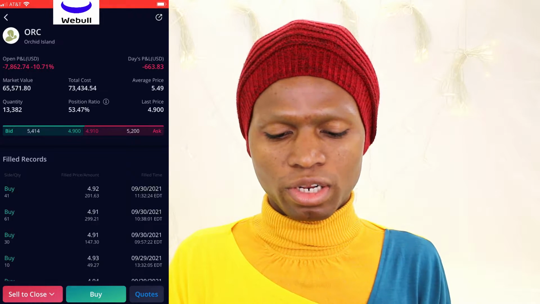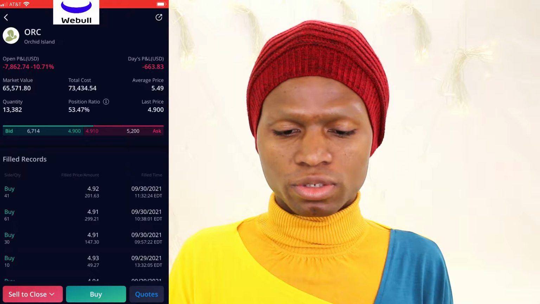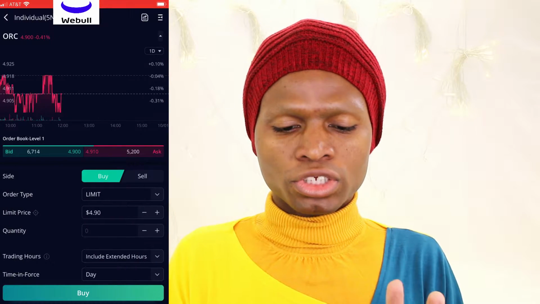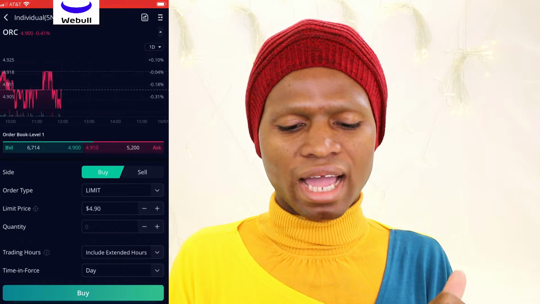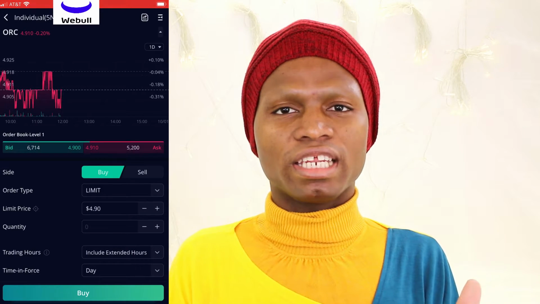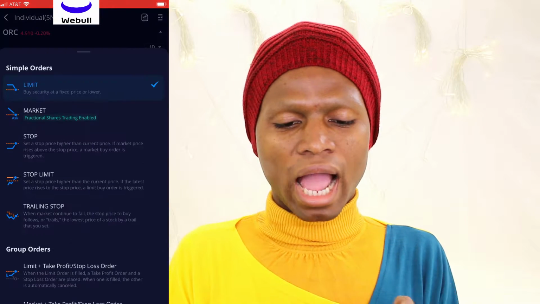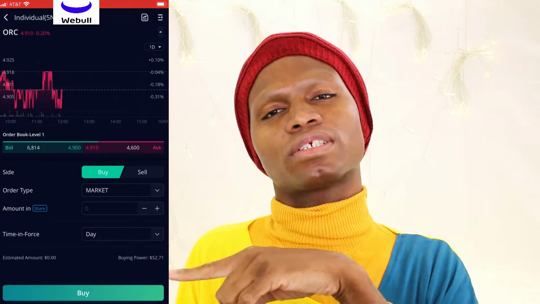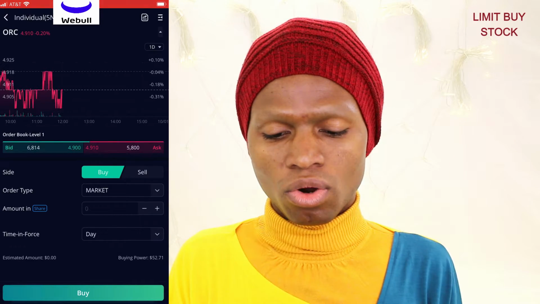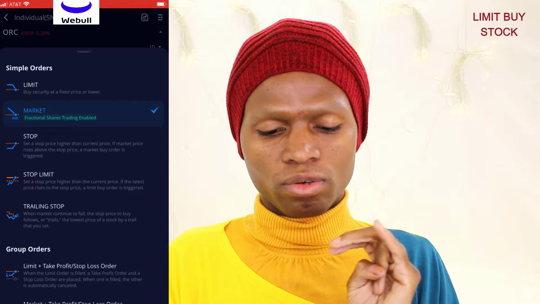Okay, so this is how you limit buy. First, you click on Orchid. Now we are going to buy. Click on buy. So when you come to this page, it has order type, limit price, quantity, right? Now when you get here, you'll see limit. You can change it to market buy, which is buying at the price that the person who wants to sell is ready to sell. Okay, so I will be going with limit buy.